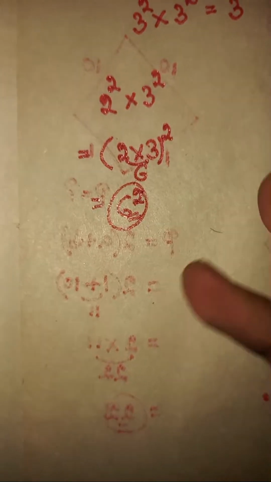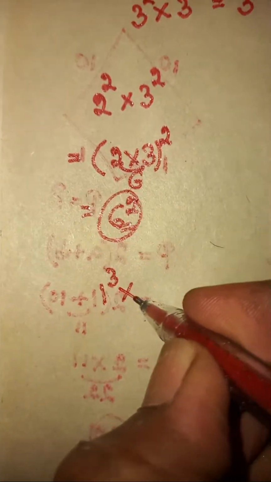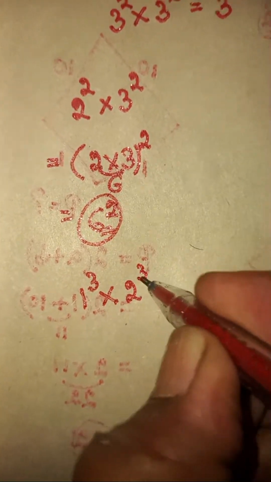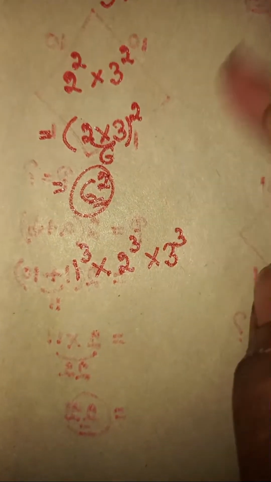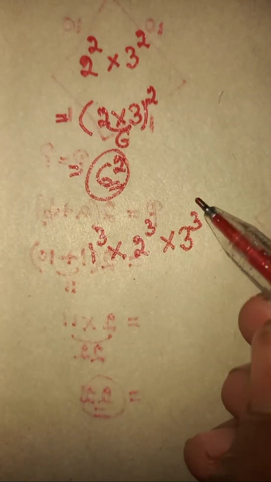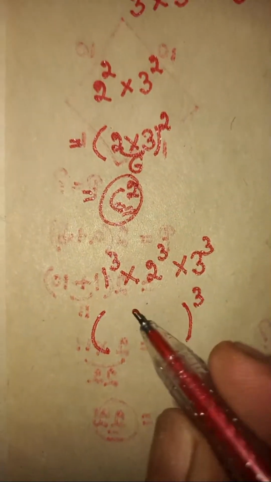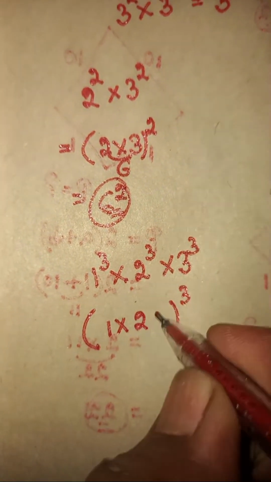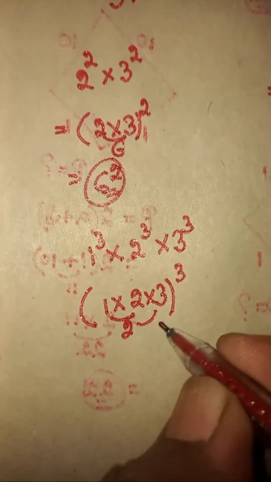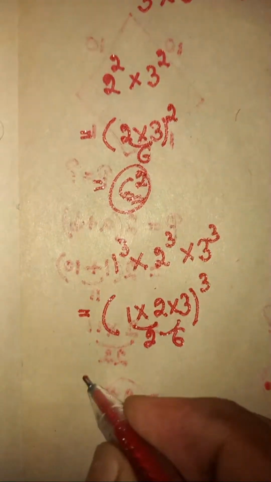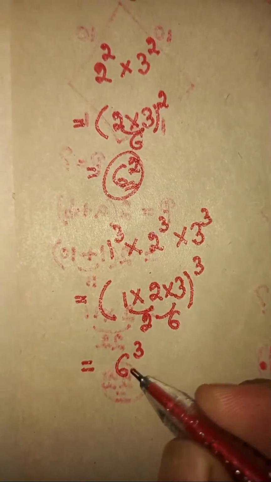Like this they can even give another number, 1 cube times 2 cube times 3 cube. In all of them cube is the common power, so you can take that as common, and afterwards multiply the inside numbers: 1 times 2 times 3. 1 times 2 is 2. 2 times 3 is 6. The power 3 remains, so it becomes 6 cube.